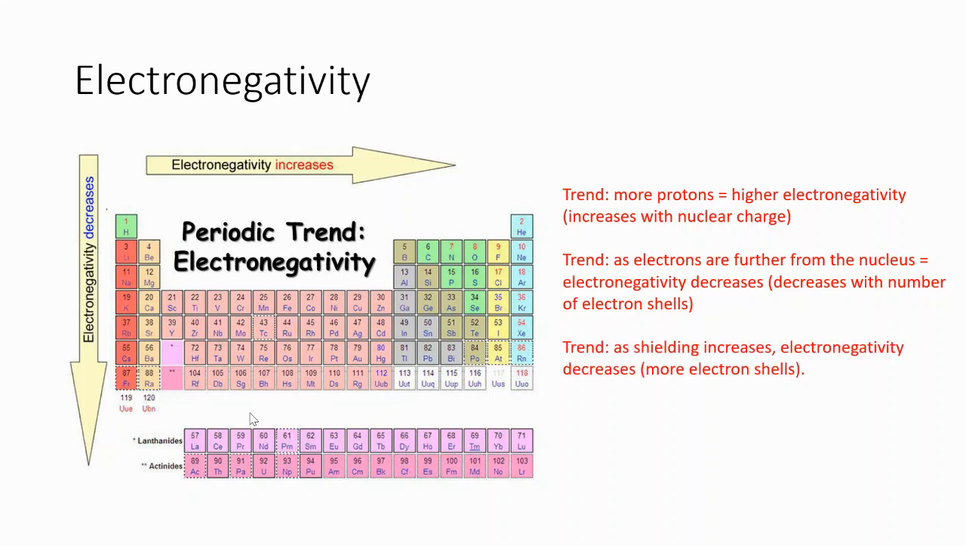And similarly, as shielding increases, electronegativity decreases. We have more electron shells. That strength of the nuclear charge is reduced. So electronegativity decreases as we work down the periodic table and increases as we work across from left to right.